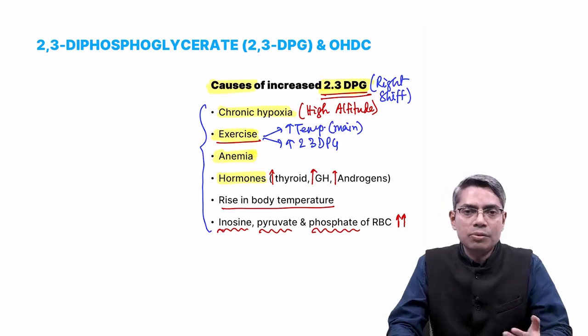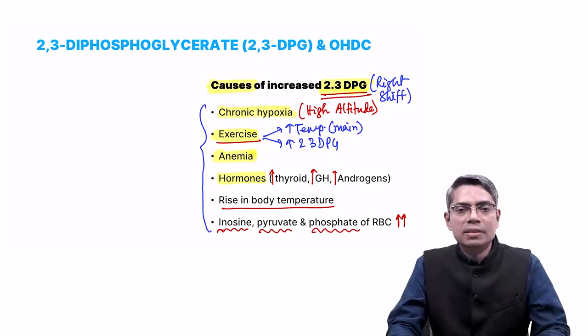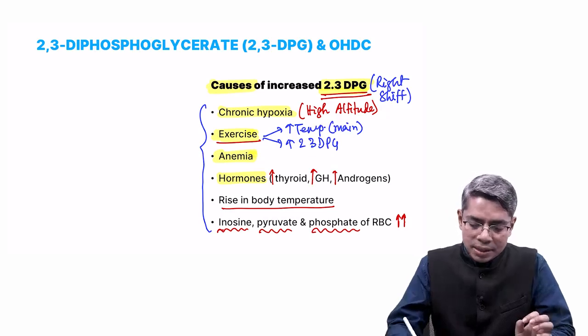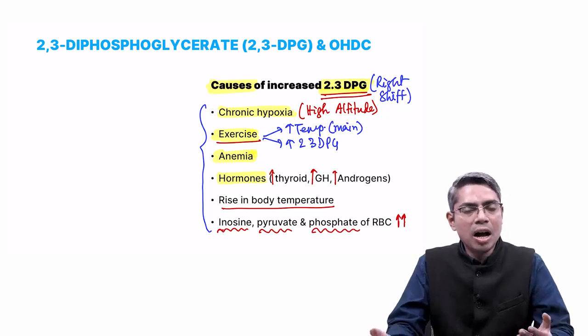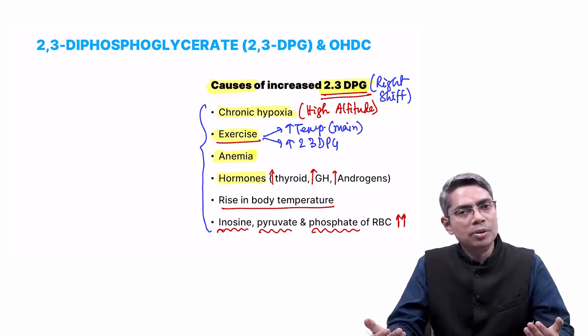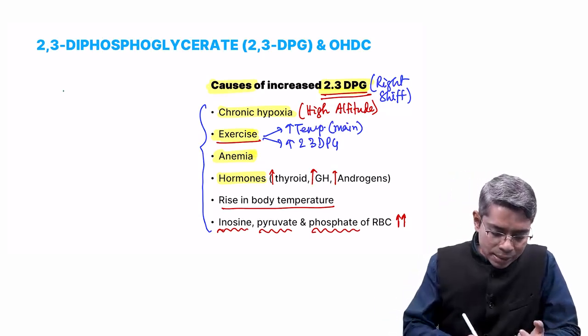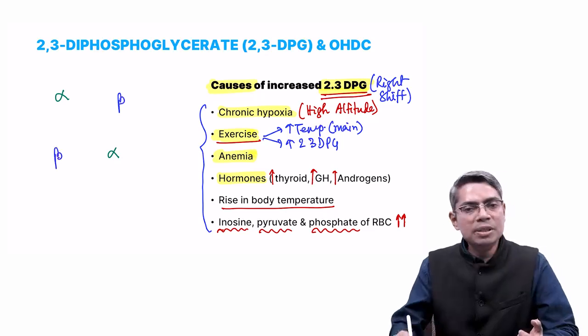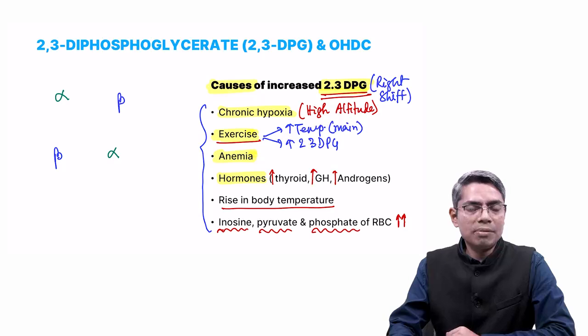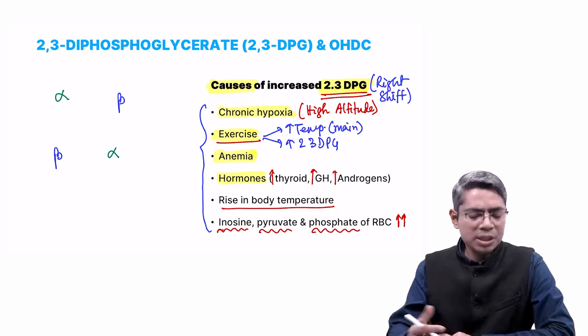Why? Question is why? Why will 2,3-DPG cause right shifting? Now to understand this thing, you have to understand how 2,3-DPG binds with hemoglobin, and how many molecules of 2,3-DPG bind with hemoglobin. So hemoglobin contains 2 alpha chains, so suppose this is an alpha chain, and 2 beta chains. What do you think? 2,3-DPG binds with which chain of hemoglobin, alpha chain or beta chain? Globin chain I am talking about.